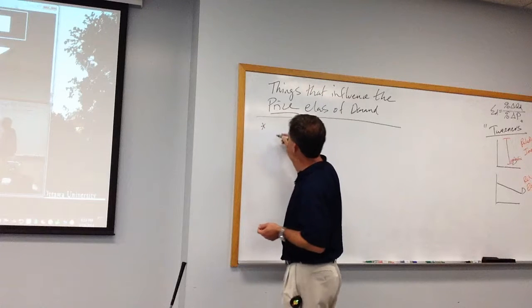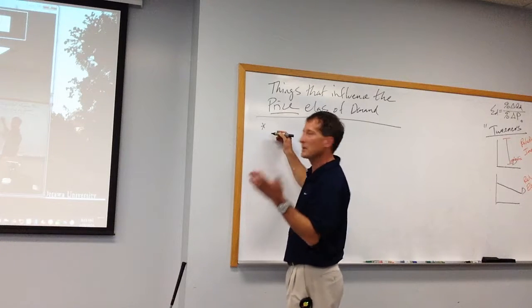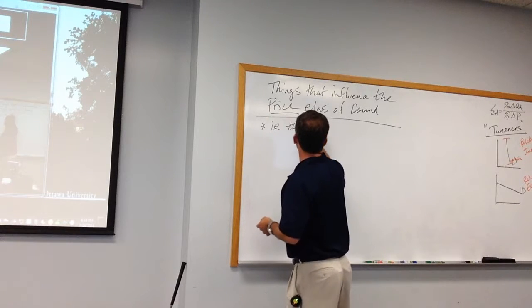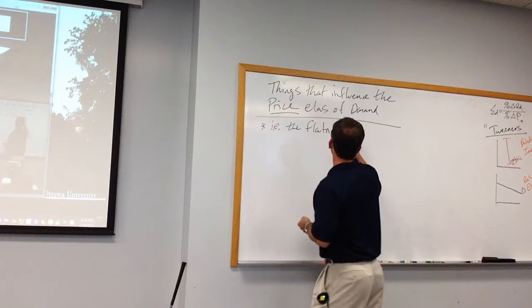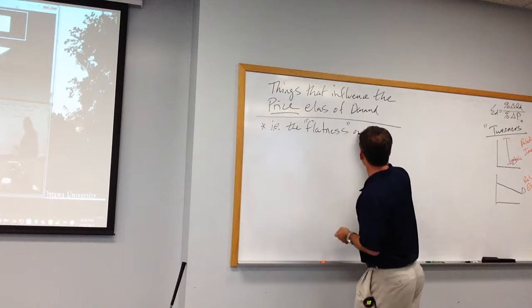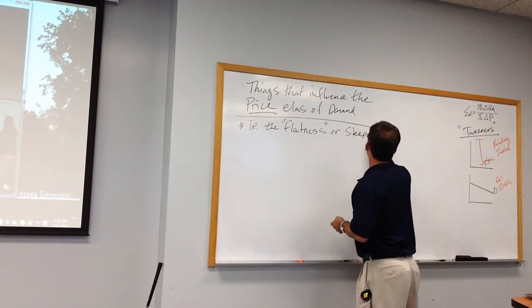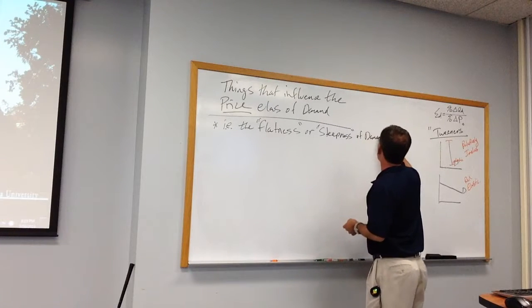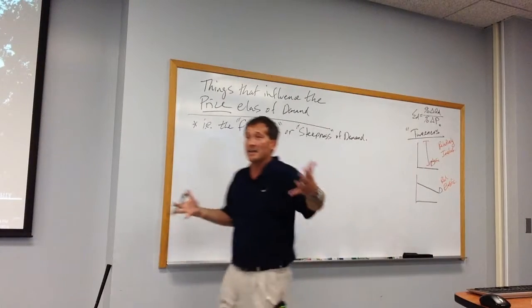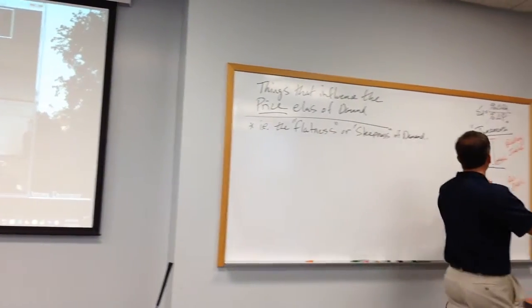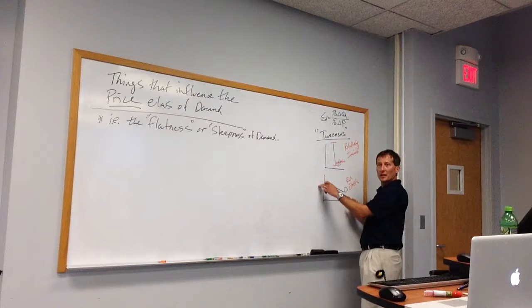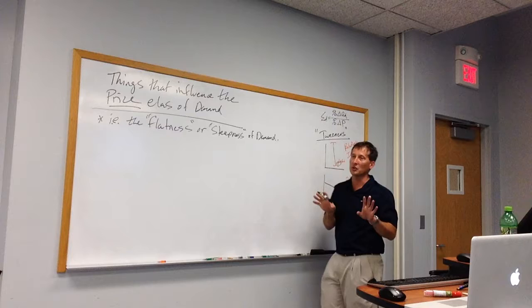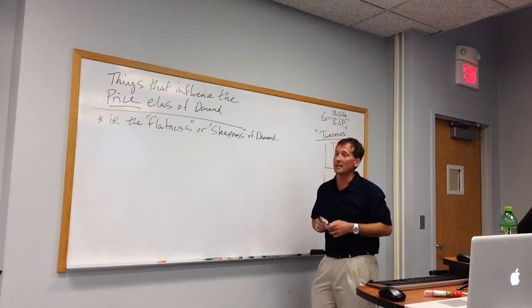So one way to think about this is the flatness or steepness of the curve, i.e. the flatness or steepness of demand, in layman's terms here. What I'm thinking about is what causes a demand curve to look like an eye, or what causes it to look more like a flat pancake over here? What are the factors that influence the price elasticity of demand?